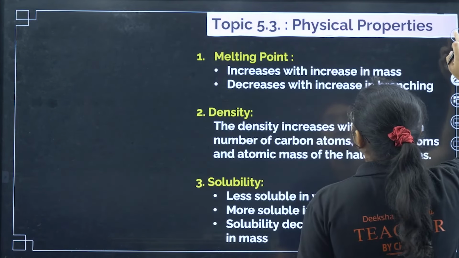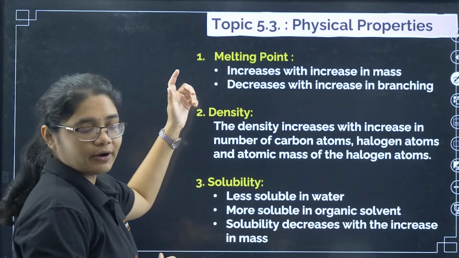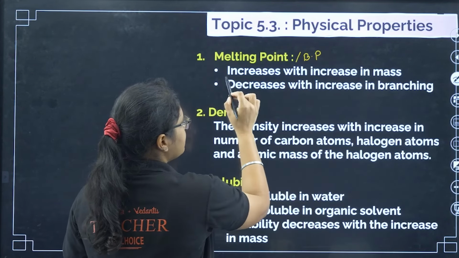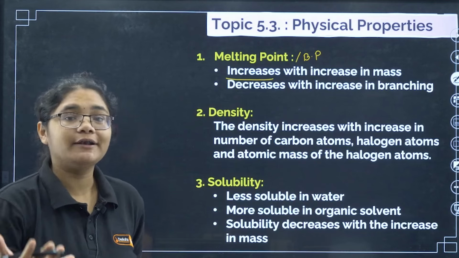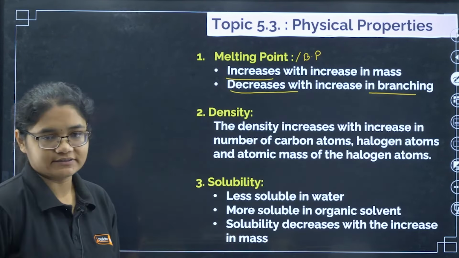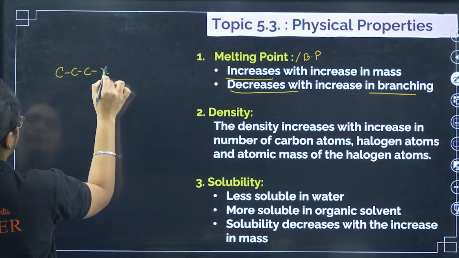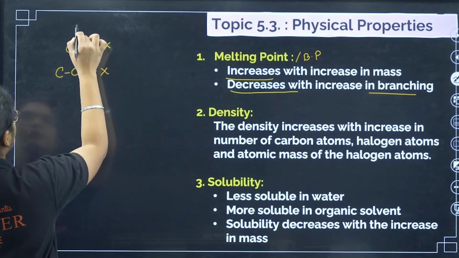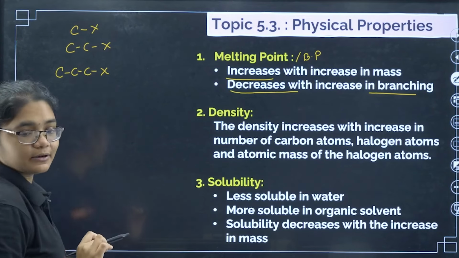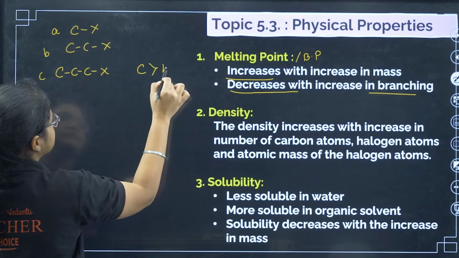Now the next topic is physical properties. Physical properties include melting point and boiling point, both of which we will discuss. When the mass increases, the boiling point increases. But at the same time, if the branching increases, then the boiling point decreases. I'll give you an example. For example, you have one compound like this, and another compound like this, and another like this. You can see the mass is increasing, here 1 carbon, 2 carbon, 3 carbon. As the mass is increasing, suppose this is A, this is B and this is C. So the boiling point will be C > B > A.